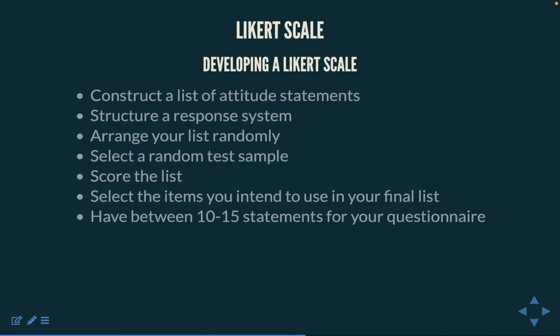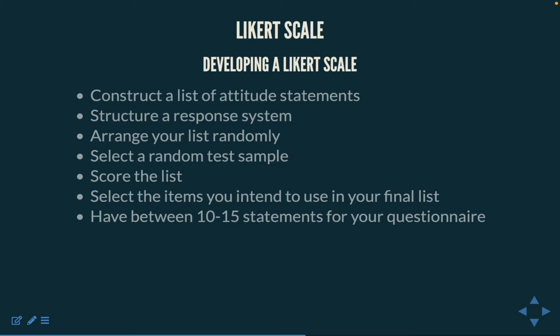The stages for developing a Likert scale are as follows. Construct a list of attitude statements relating to your research question. This is done, as with everything else, using your literature review and research objectives. Structure a response system. The most common is the 5-point scale of strongly agree, agree, neutral, disagree, strongly disagree. These choices are rated as 1, 2, 3, 4, and 5.